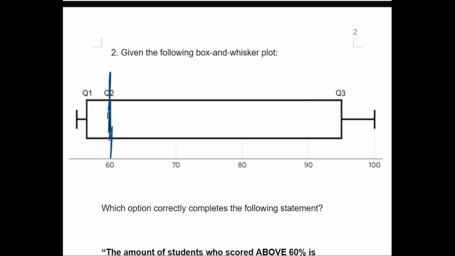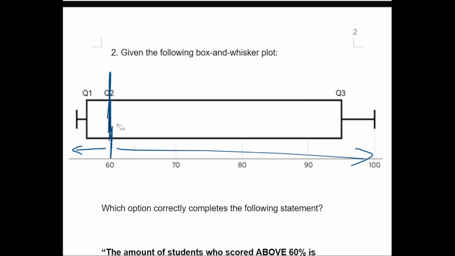Well, Q2 is your median, right? And what does the median do? It splits your data into 2 equal parts. There's the same amount of numbers below it as there are above it. So the amount of students that are below 60 and above 60 are exactly the same. It doesn't matter how big this section looks, okay? All that tells you is that the students are more spread out, more dispersed, but the amount of data in each half is the same.